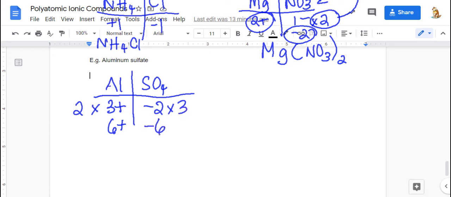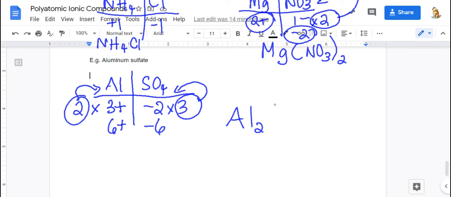Now my totals add to 0. +6 plus a -6 equals 0. And these multipliers become the subscripts for those ions. So the formula for this is Al2 bracket SO4 bracket 3. So this is the same way as we did before with ionic compounds, just this time we're using polyatomic ions. So good luck.